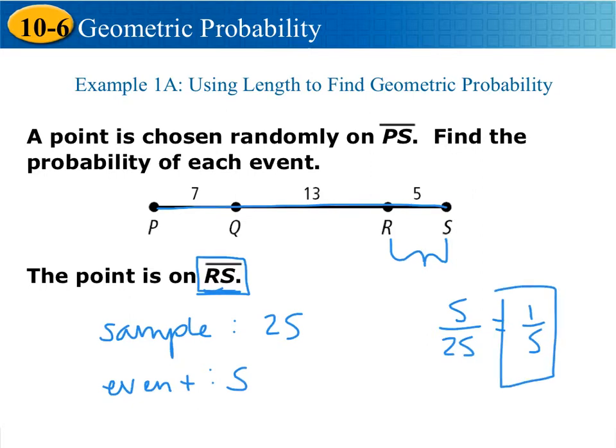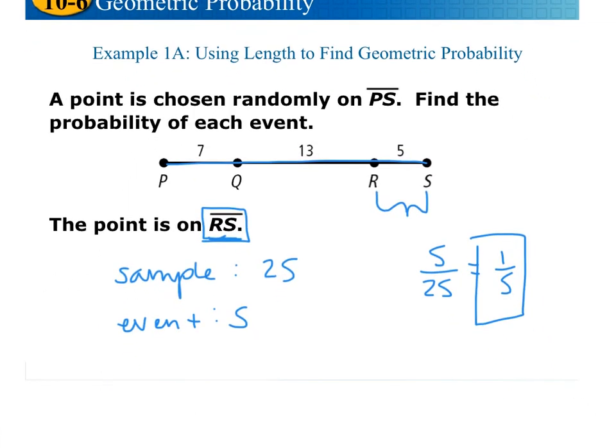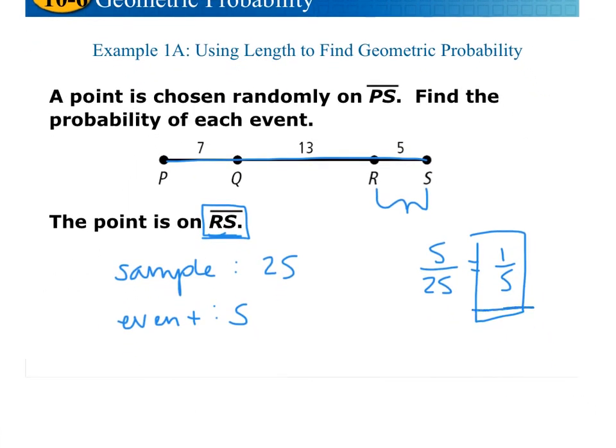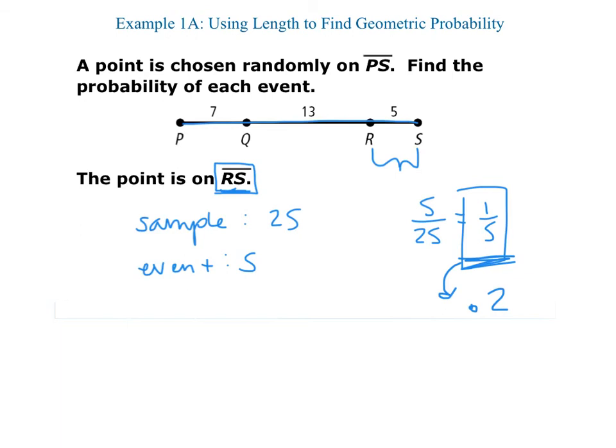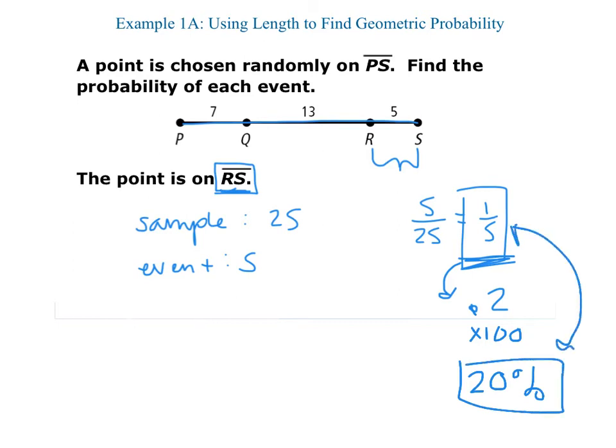Now, probability can be written in different ways. We can write it as a proportion, which would just be 1 out of 5. We could also write it as a decimal, which if we put 1 divided by 5 in our calculator, we would get 0.2. And we can change this decimal into a percent. We change something to a percent by multiplying it by 100. So this would give us 20%. So we have a 20% chance that our point is on RS. So there's 2 different ways of writing probability.